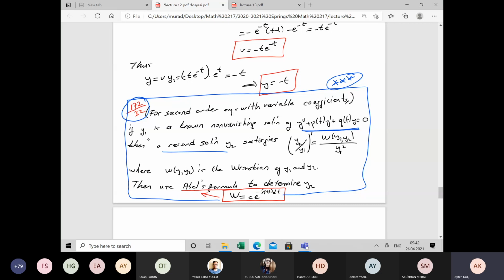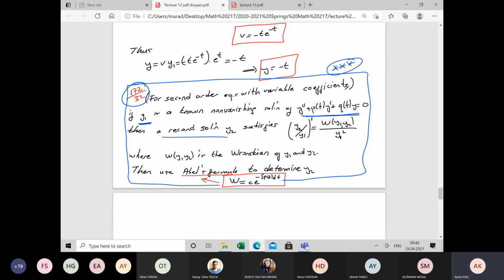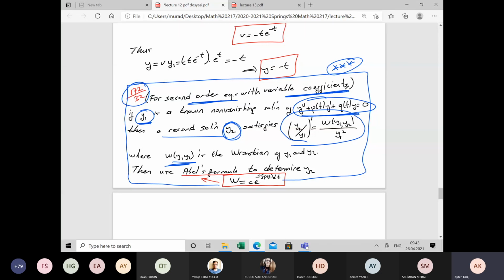If y sub 1 is a solution, then we have to find the second solution. If we know y sub 1, we have to find y sub 2, for a second order differential equation with variable coefficients. It satisfies this formula: y sub 2 over y sub 1 equals W, the Wronski determinant, over y sub 1 squared, and then we use Abel's formula to determine y sub 2.